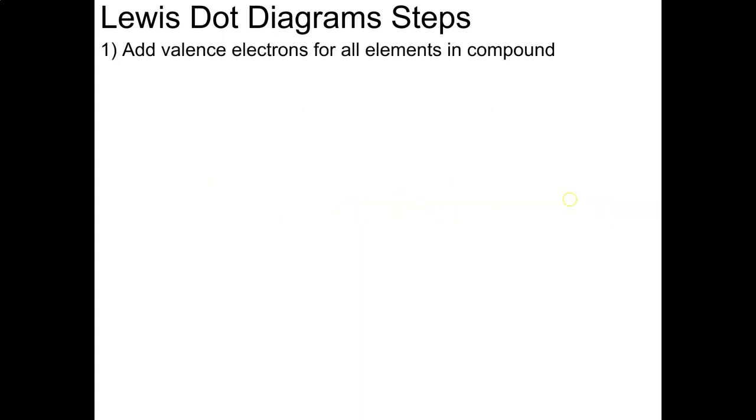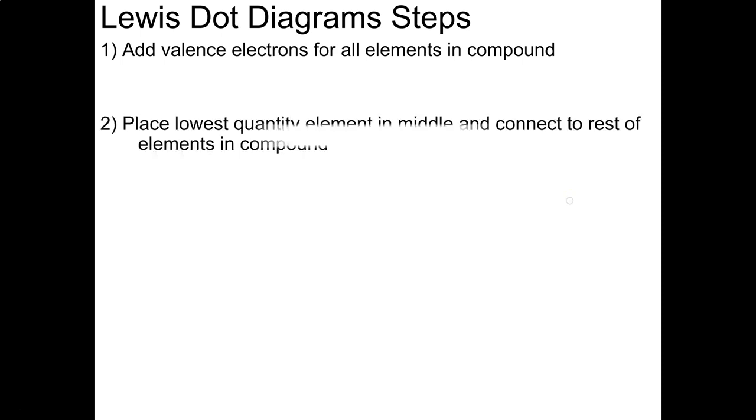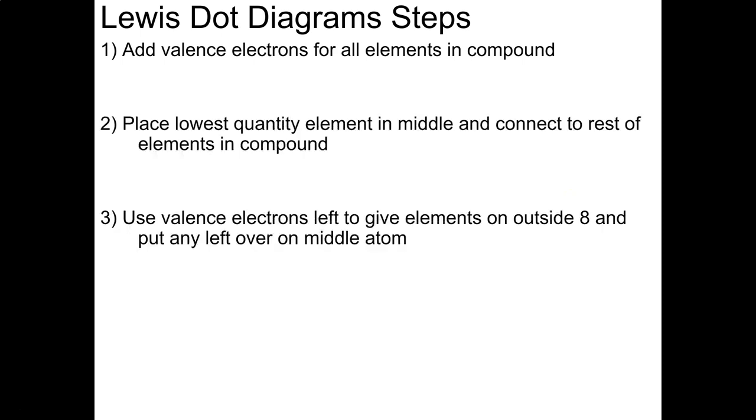All right, so let's move on to Lewis dot diagrams. How do you draw Lewis dot diagrams? First thing you need to do is add the valence electrons for all elements in the compound. Let's say we're doing CH4, for example. If you look in the periodic table, carbon is in group 4A, so that's 4 valence electrons. Hydrogen is group 1A, so that has 1 valence electron. Your number of valence electrons is based on the group number. So group 1A has 1, 2A has 2, 3A has 3.